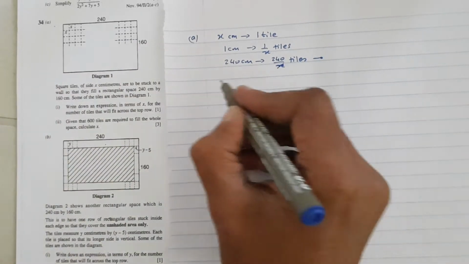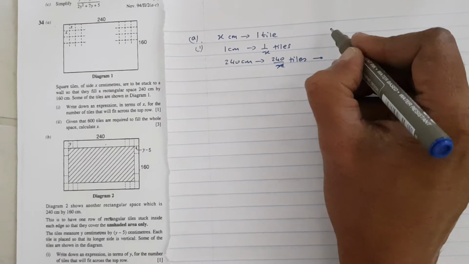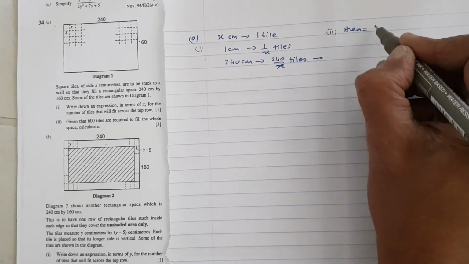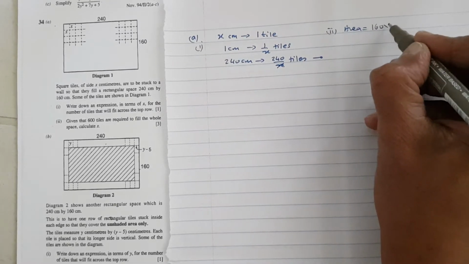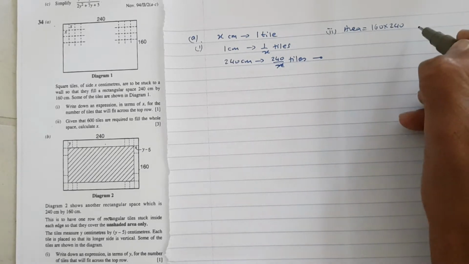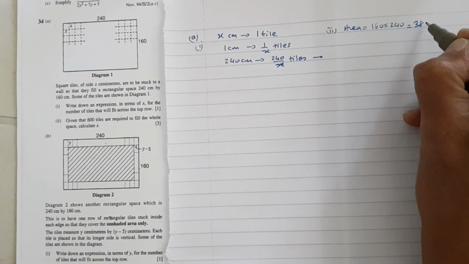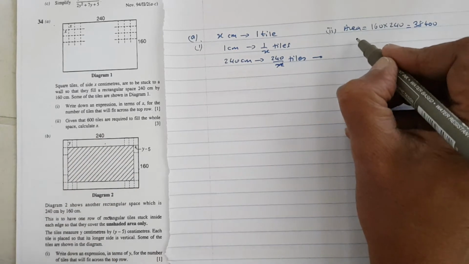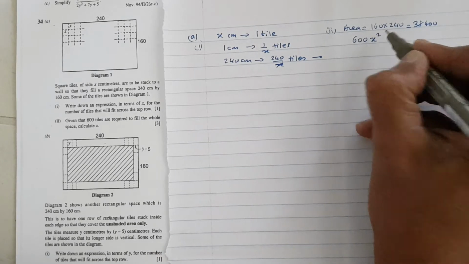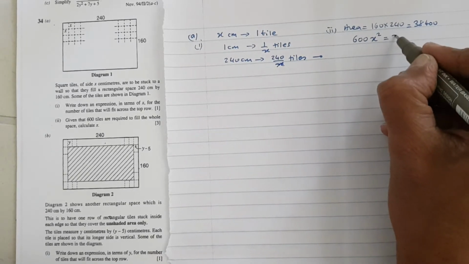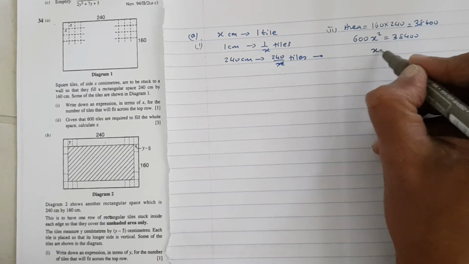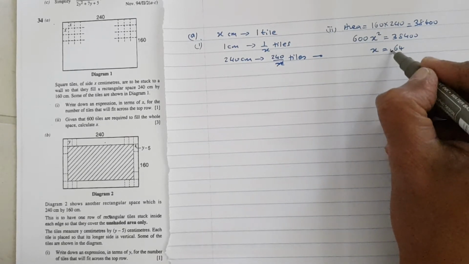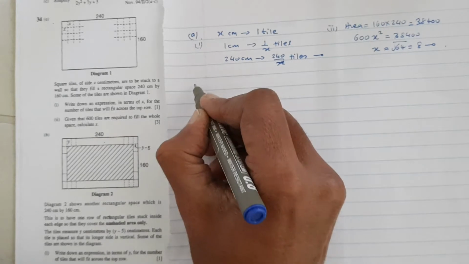Now the whole space has an area of 160 times 240, which comes to 38,400. So if we need 600 tiles, then 600 times the area of one tile, which is x squared, is equal to 38,400. Therefore x squared is this divided by that. It's going to come to 64, and then you do the square root. So the answer is 8. Done. Second part.